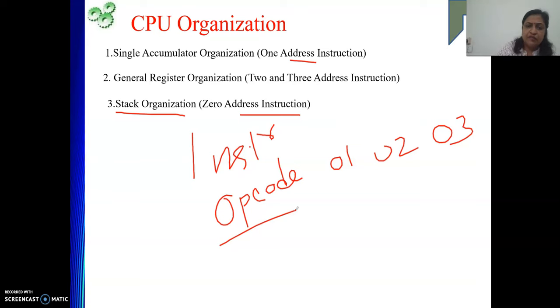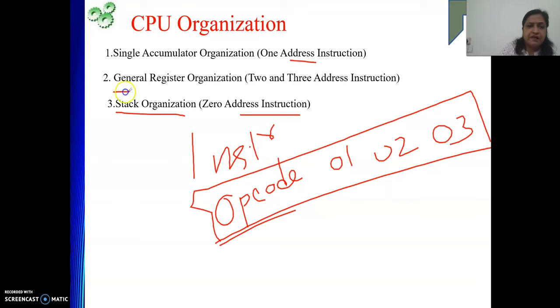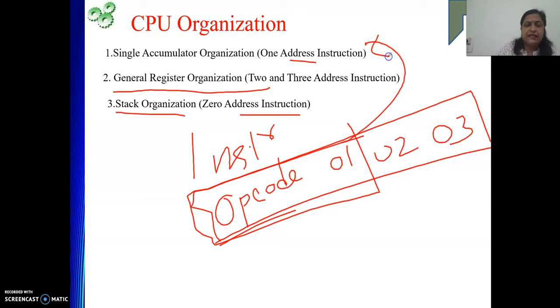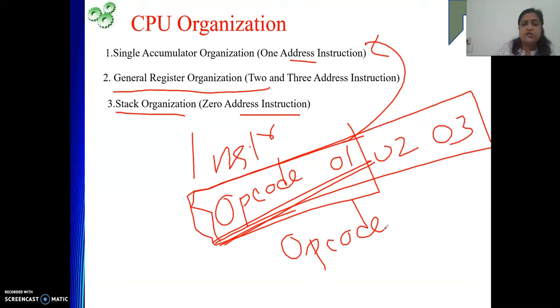Two address and three address instructions are possible to execute on general register organization. And one address is possible to execute on the single accumulator organization. That means the other operand is there in the accumulator. And in case of stack organization, only the opcode will be there. So if only the opcode is there, where are the operands? Operands are on the top of the stack. The top two contents of the stack will be taken as operands and the operation will be performed.